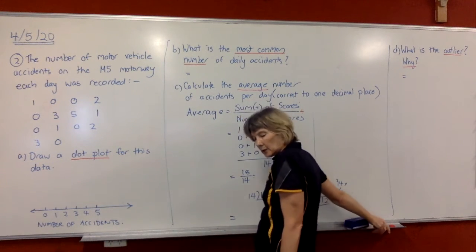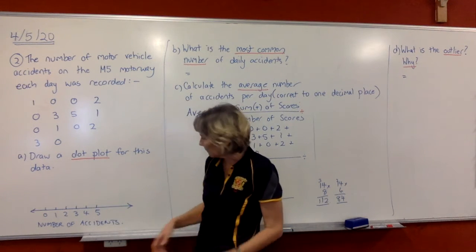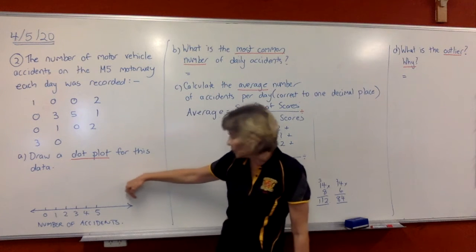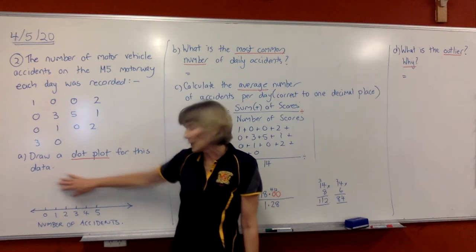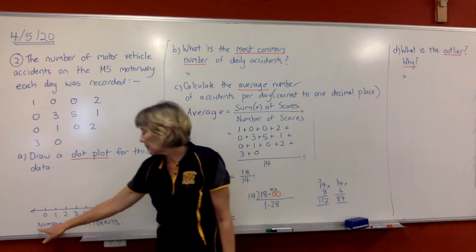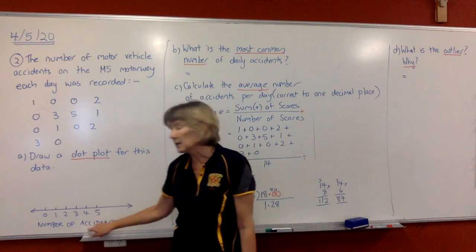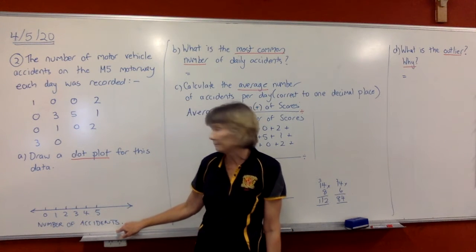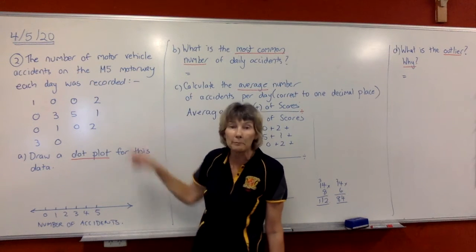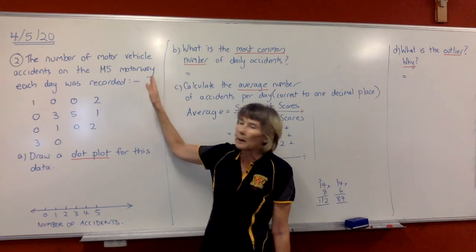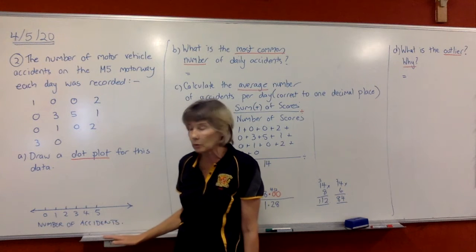Okay, so we're going to be drawing a dot plot for this information. That's what they've asked us to do. So I've started by using a ruler to draw a straight line with lots of space above it. So that's what you need to do. Down the bottom, I'm writing down what these numbers are all about. They are the number of accidents on each day. Okay, we could write down the number of motor vehicle accidents on the M5 motorway down here, but because it's written up here already, we don't need to go into that much detail. Number of accidents will do.